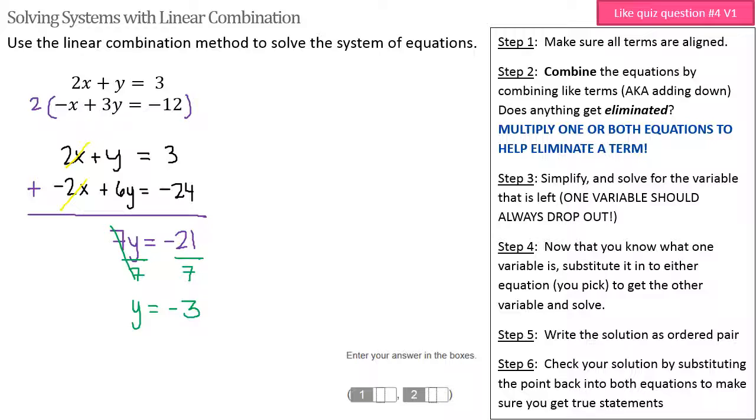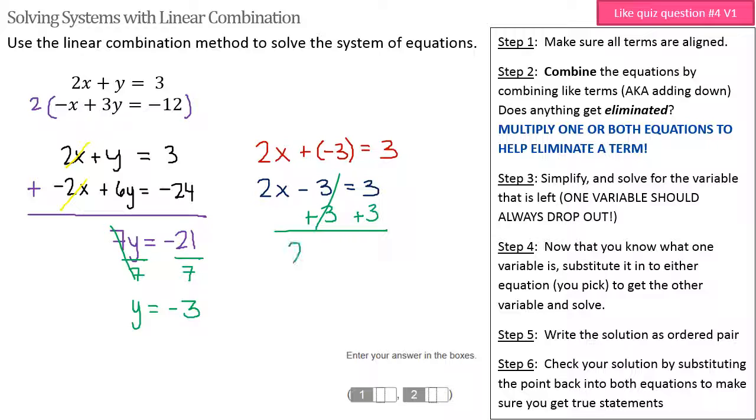Now we are moving on to step 4, and we need to substitute y into either one of the original equations. You could do it at the top or you could do it at the bottom. For this one, I'm going to go ahead and just do it on the top. And we'll get 2x plus negative 3 is equal to 3. This is the same thing as 2x minus 3 equals 3. Now we add 3 to both sides of the equal sign. We get 2x is equal to 6. Divide both sides by 2, and we get x is equal to 3.